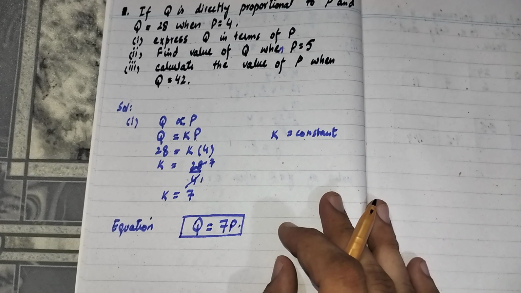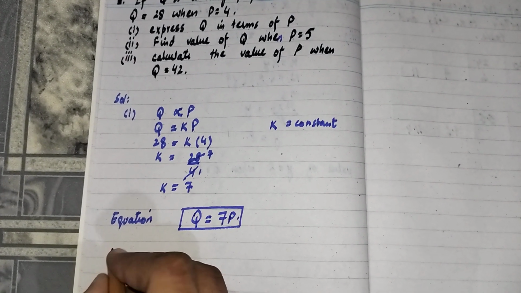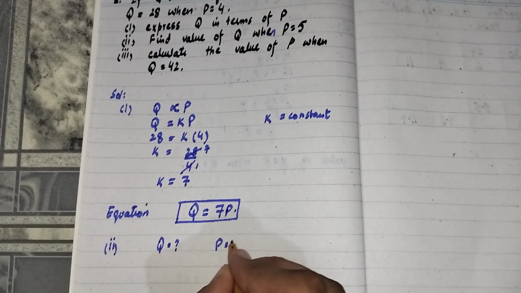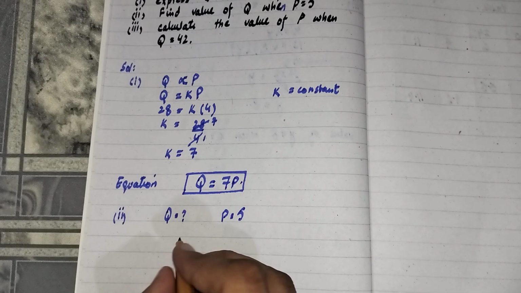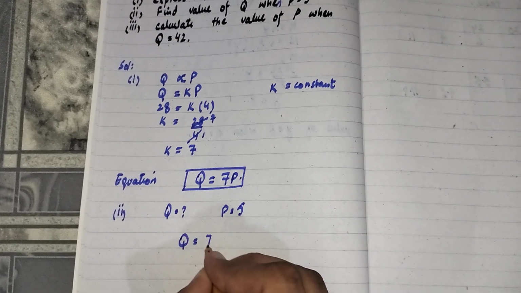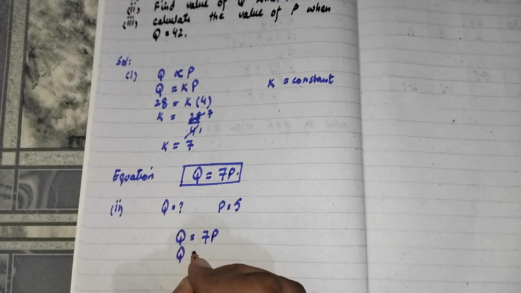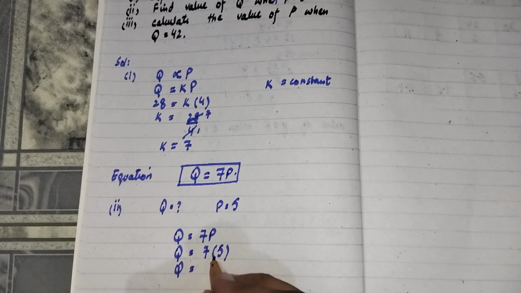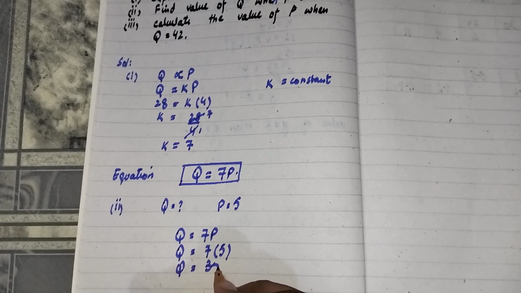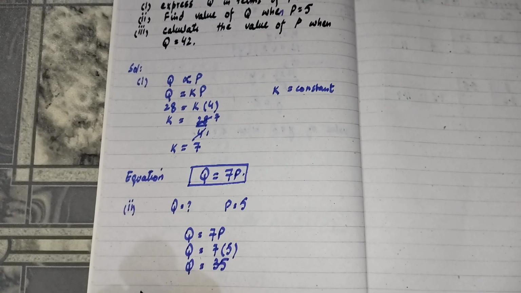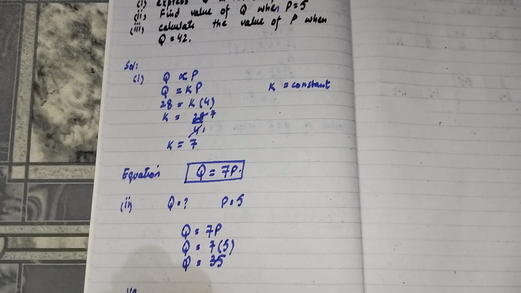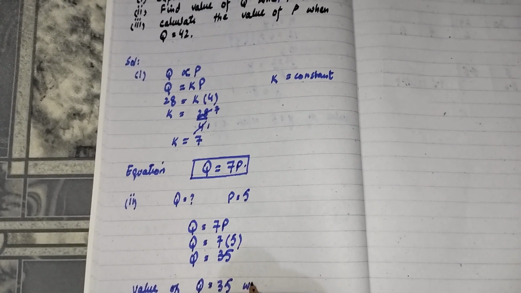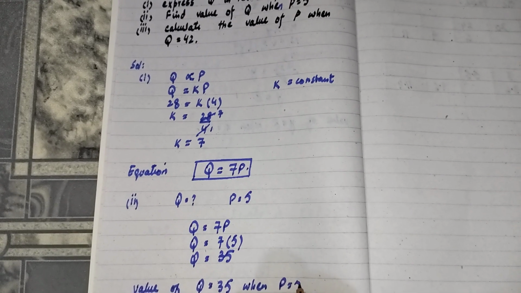In the second part, they are saying to find the value of Q when P is equal to 5. We have to use the equation, which is Q is equal to 7P. We have to find the value of Q, with 7 and P is 5. So when P is equal to 5, Q must be equal to 7 5s are 35. So we can say that the value of Q will be 35 when P is 5.